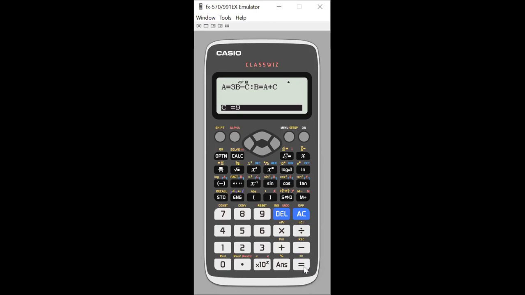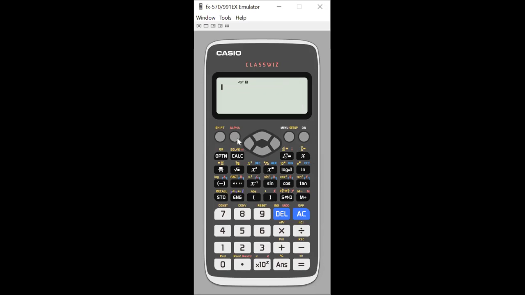Okay, enter. C was 9, because I didn't change the C. Again, press equal. Now 3 times 3 minus 9, 0, A equals 0 plus 3 equals 3. Okay, this is how you write a sequential equation. Any equation can be written. You can use sine, cos, log 10. Let's say we write an equation with sine, cos.